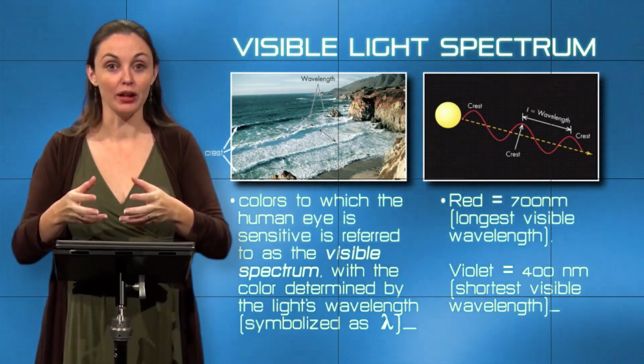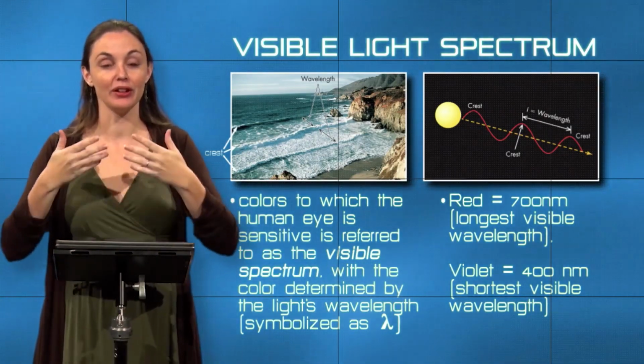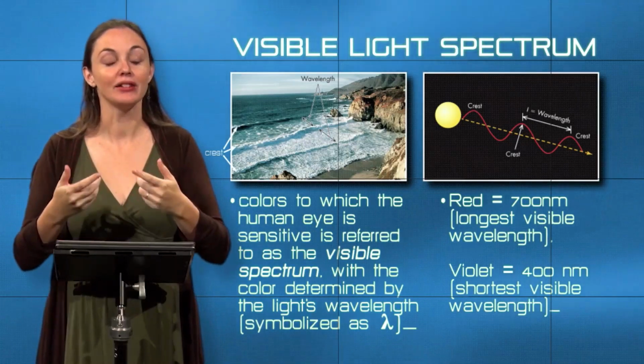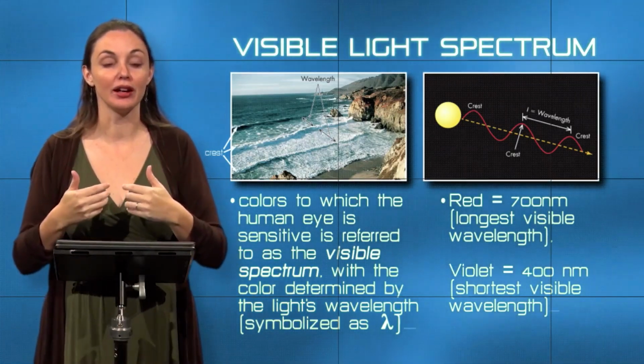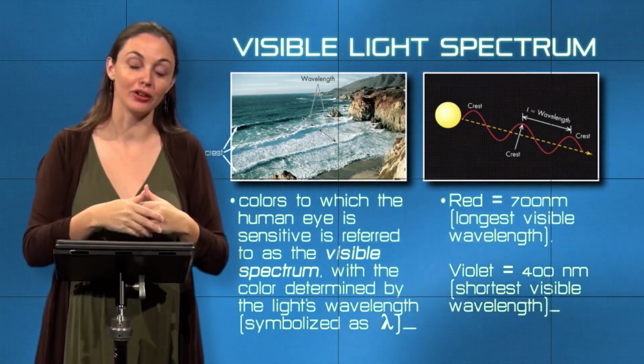As you see the combination of all of those different wavelengths coming in, they come in together as white light. Passing that light through a prism allows you to break it up into all of the different individual wavelengths, from the red all the way down to the violet. So that's just the visible light spectrum.